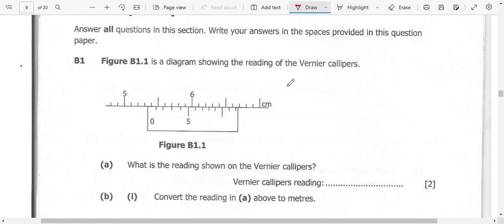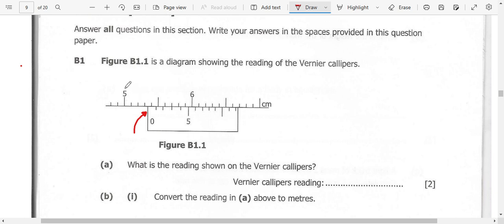To take the reading on a vernier caliper, the first thing that you do is you need to consider the reading on the main scale and on the vernier scale. So this one which is on top is called the main scale. It is given in centimeters. The one which is down is called the vernier scale. So from the main scale, what reading do you get? You are going to get where the zero of the vernier scale is starting.